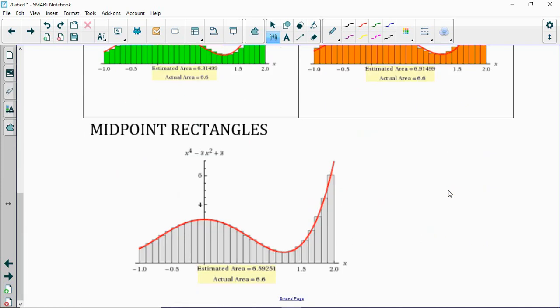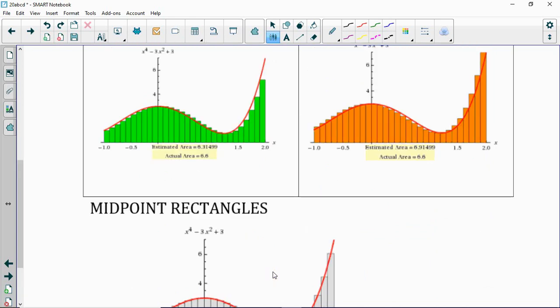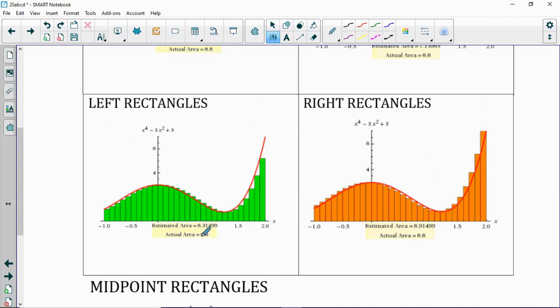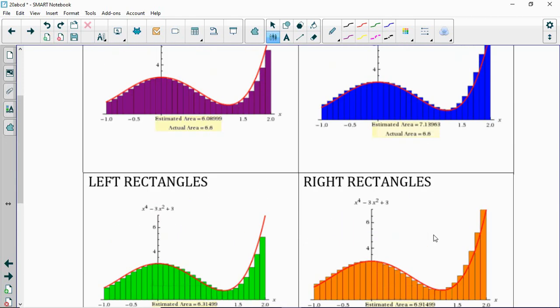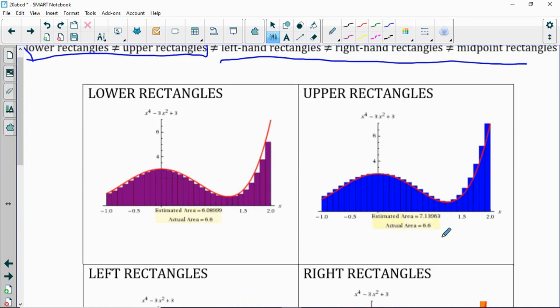And then the midpoint rectangle just has the rectangle's height determined by having the curve go through the midpoint of the interval. So the curve goes through the middle of each of these rectangles. And that one's going to have the most accurate estimation out of all of them. So that's got 6.59 compared to 6.6. Our left rectangle is 6.3, right rectangle is 6.9, upper rectangle 7.1, lower rectangle 6.1. So there are lots of different ways to calculate them.